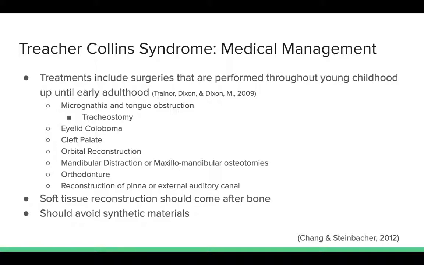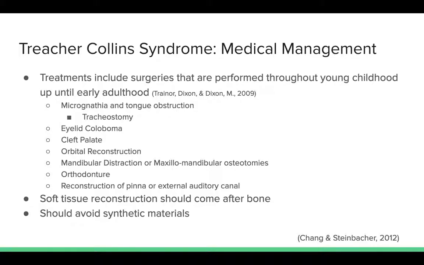So for medical management for Treacher Collins syndrome, it includes many different types of surgeries for the face. So the surgeries go from firstborn till later in adulthood. One of the first surgeries that could be completed is a tracheostomy. This is due to the tongue obstruction on the pharynx, enabling the infant to breathe. This is considered obviously an emergency surgery and would be completed as soon as the baby is born.